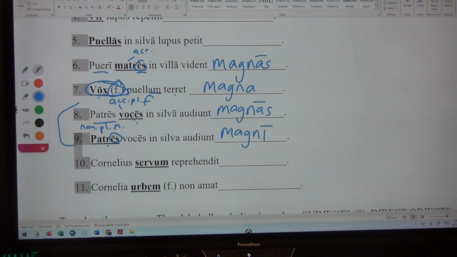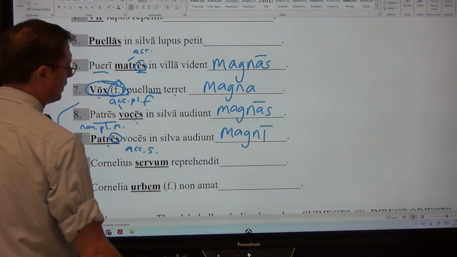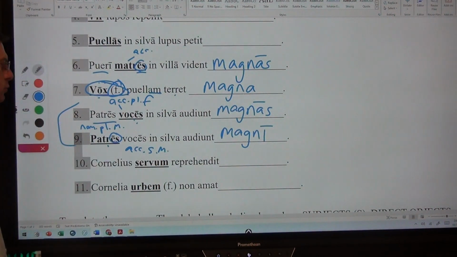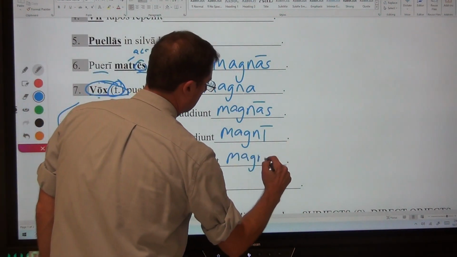Servum, I don't even have to look at the rest of the sentence. I know that it is accusative due to its form. I know that it is not only accusative, I know that it is singular because of where it appears in the chart, and I know that it is masculine because it's a second declension word. So Cornelius scolds the slave. And so here it is then going to be modified by magnum.